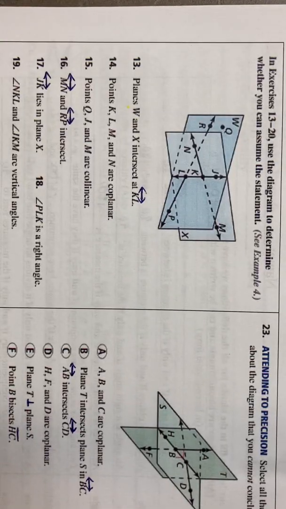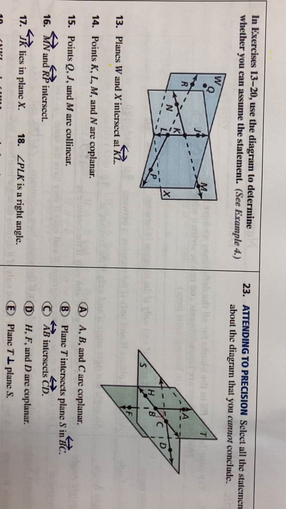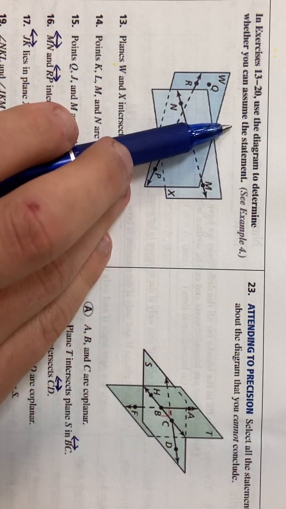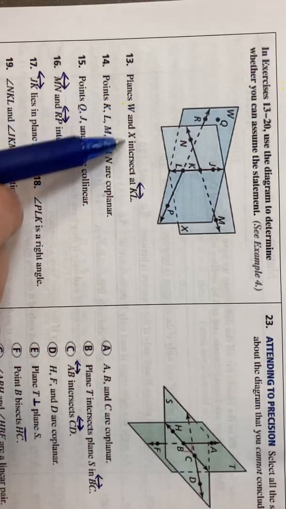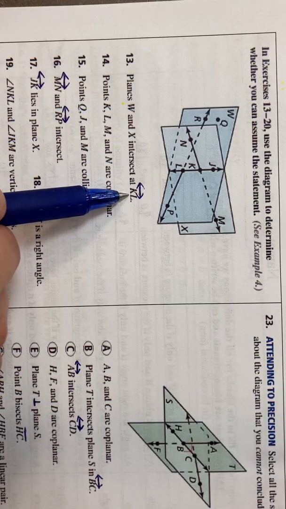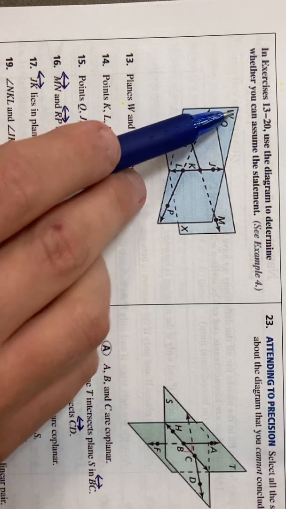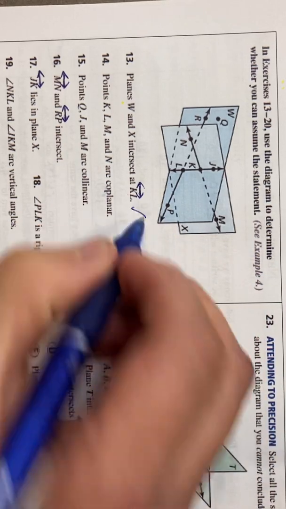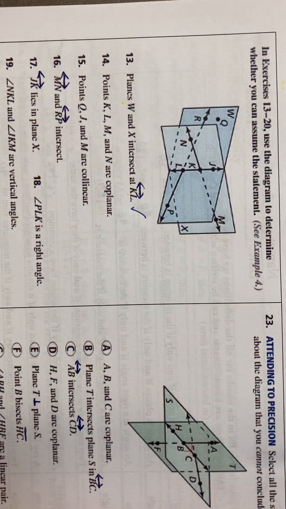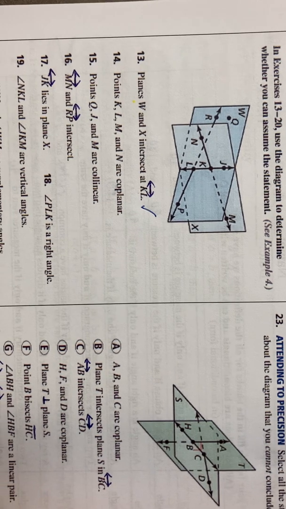Okay, next. Now on to some actual problems here. Not going to do all of them. Use the diagram to determine whether you can assume the statement. Can you assume that planes W and X intersect at line KL? Here's plane W, here's plane X. Here's line KL. I would say, yeah, go ahead and make that assumption. You can assume that. It's more of a conclusion than an assumption, though.